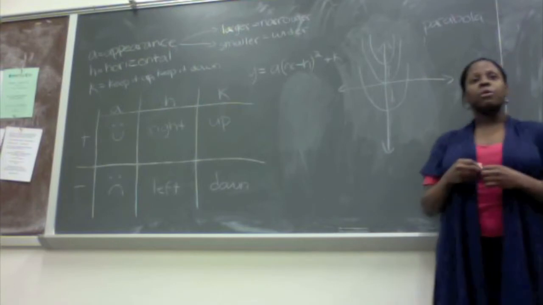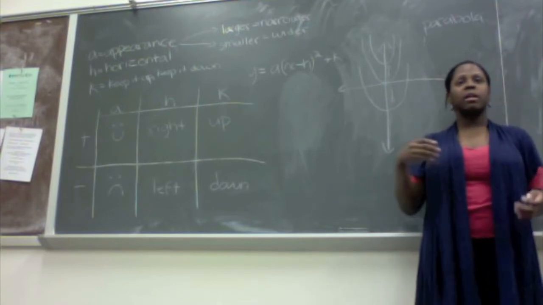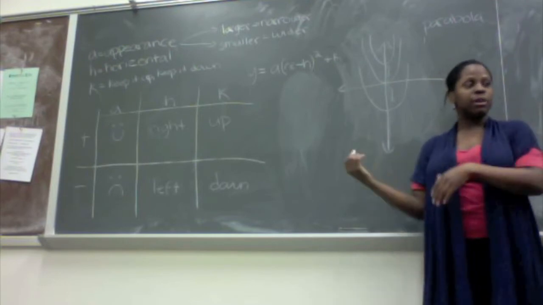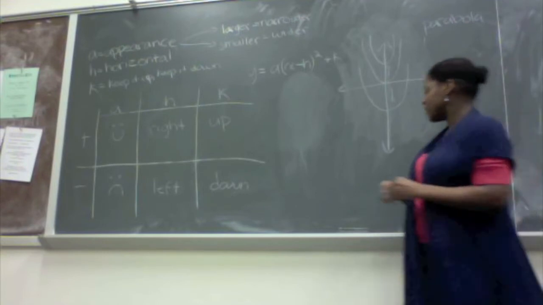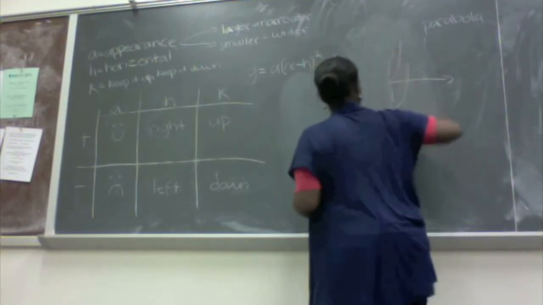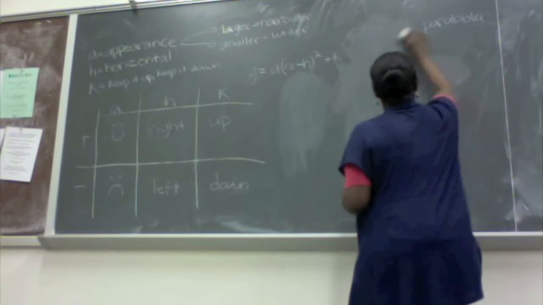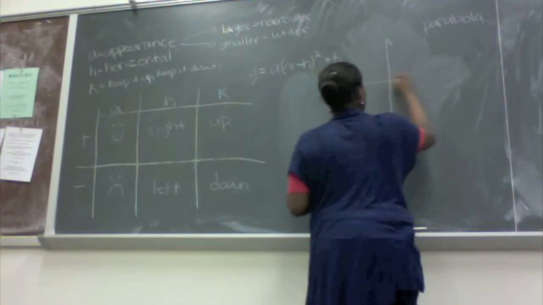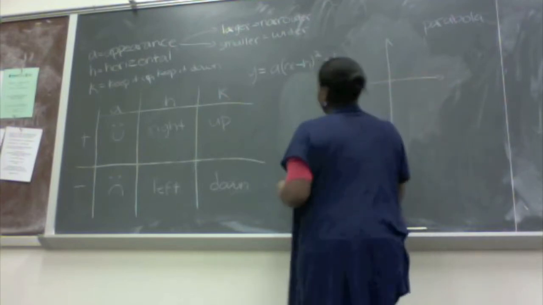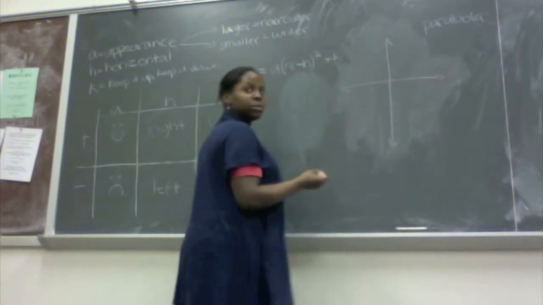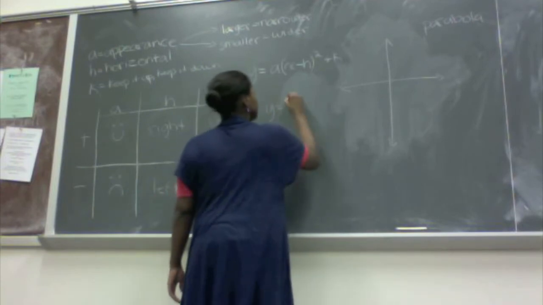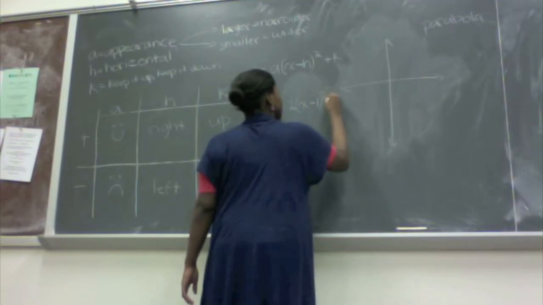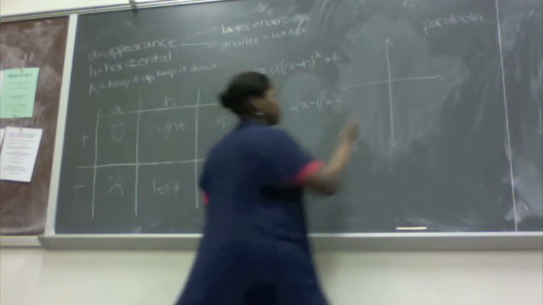Okay, so now we're going to do 2 examples. One I'm going to do and you guys are going to do with me. The next one you guys are going to do and actually have someone come up here and draw the parabola themselves. All right. So the first equation we're going to do is y equals 2 times x minus 1 squared plus 3. Okay?